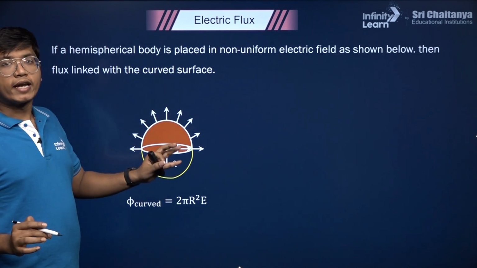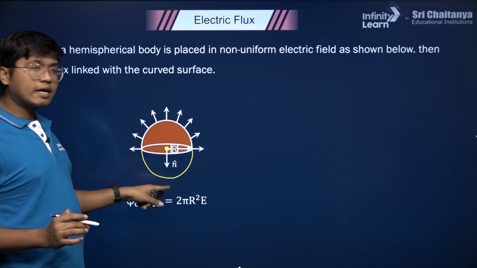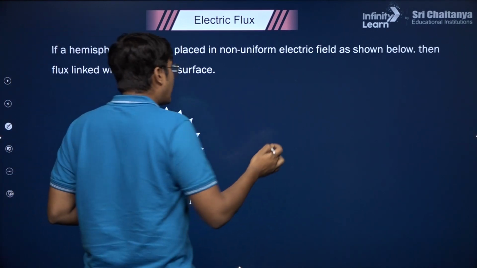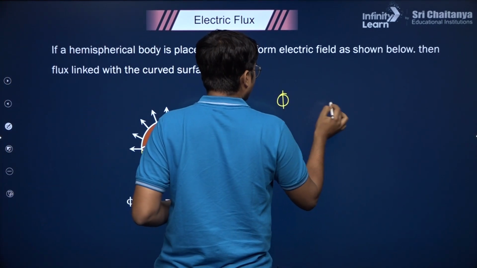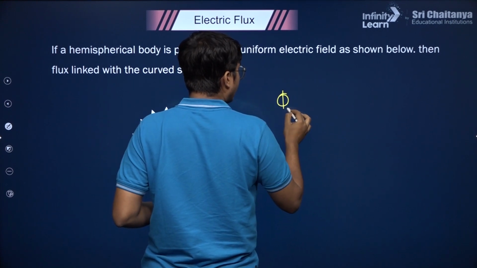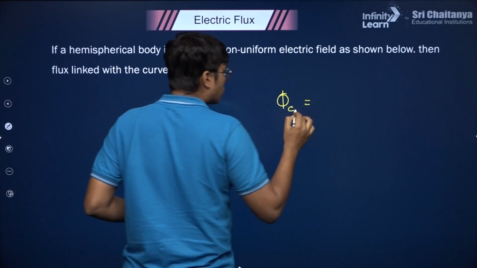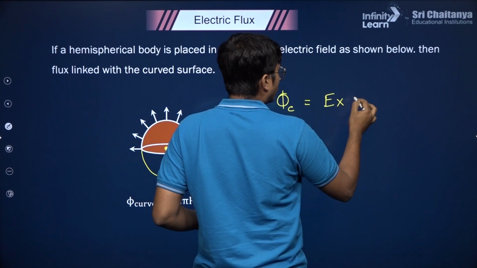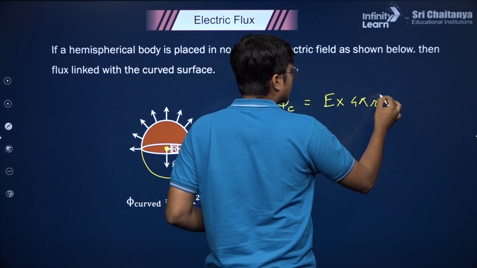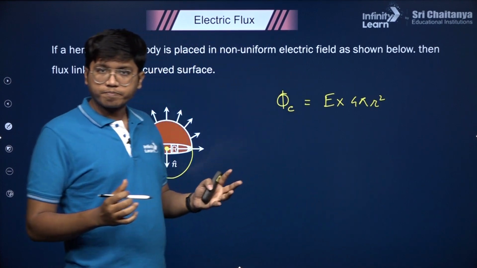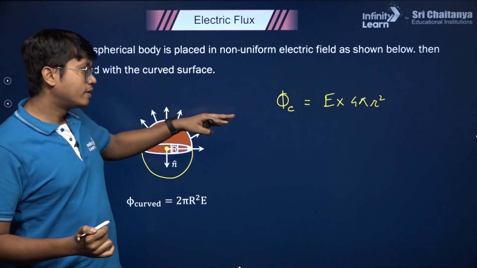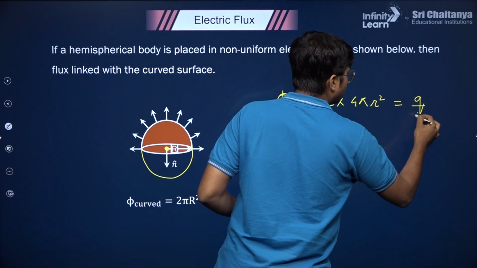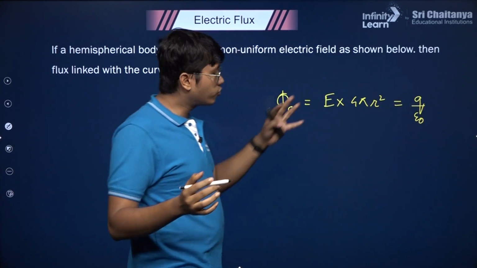So if I want to find what the flux is with regards to the complete sphere with a charge Q in the middle, then that phi, let's call that phi complete, phi C, is going to be equal to E into 4 pi r square, which would be the area of the complete sphere. Now over here, that is equal to Q by epsilon naught. This is a hypothetical charge we are considering, so it would be Q by epsilon naught.